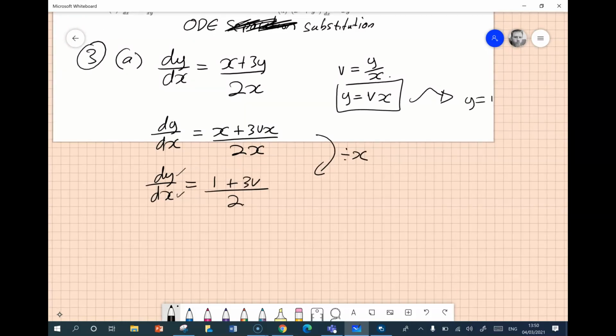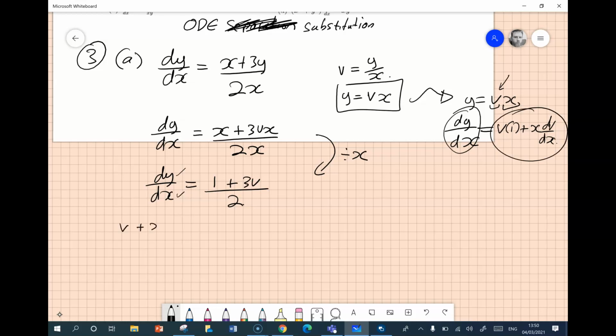So if I have y is equal to vx and we differentiate the y, we get dy/dx. Now, differentiating the right hand side, it's a product rule. So u times dv/dx plus v times du/dx. So your u here is x. So v times the derivative of x, which is 1, plus x times the derivative of v. In this case, we're going to call the derivative of v dv/dx. If for no other reason, we need a dv/dx. Now, everywhere I see dy/dx, I can replace it with v plus x dv/dx. So v plus x dv/dx is equal to (1 + 3v) over 2.